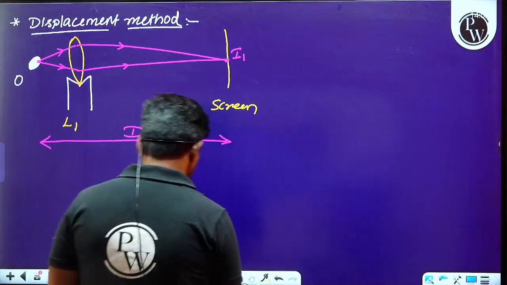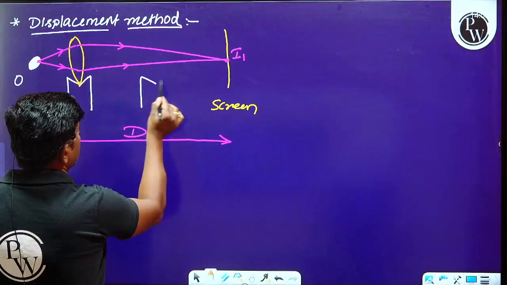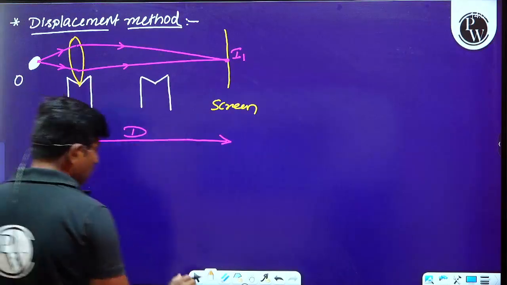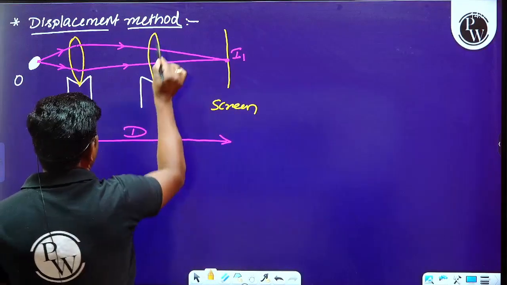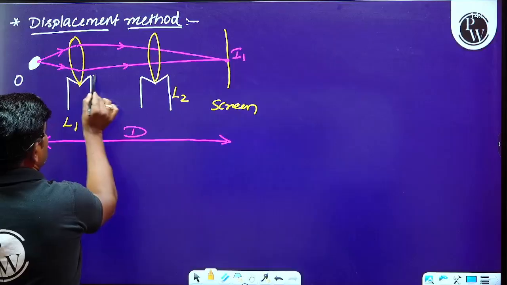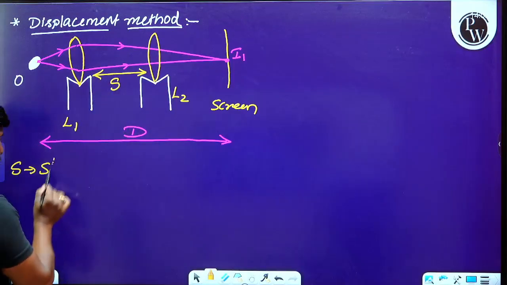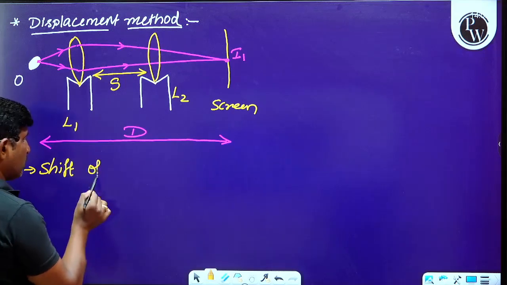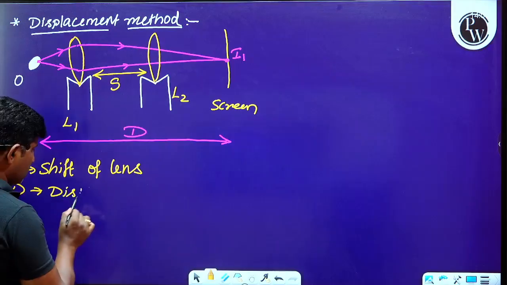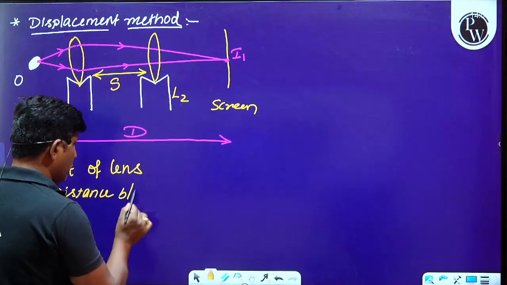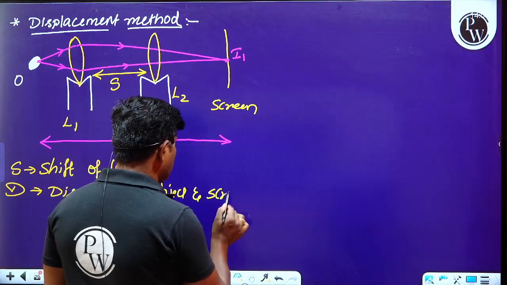Okay. So please make sure, if the lens is moved from the position L1 to L2, let us say L2 is the second position and S is the displacement here. S is the shift of the lens. Capital D is the distance between the object and the screen.